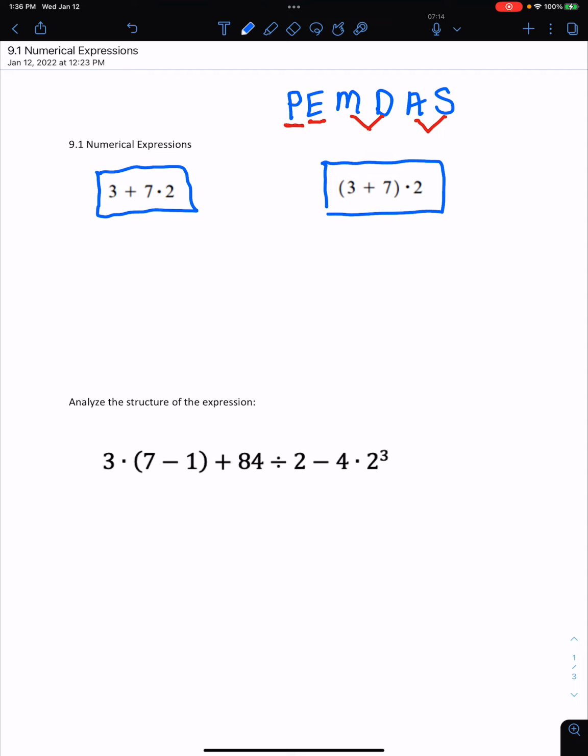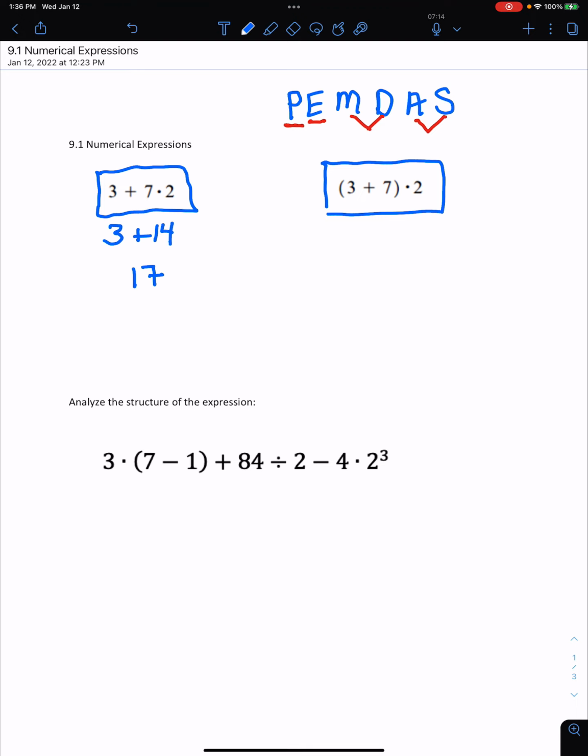So using our order of operations here, we have to do our multiplication or division first before we do addition or subtraction. So in the expression on the left here, we want to multiply 7 times 2. We get 14. Don't be afraid to write things out in math class. And then don't forget to add the 3 as well. So now that we've done the multiplication, we can add 3 plus 14 is 17. And that's our final value.